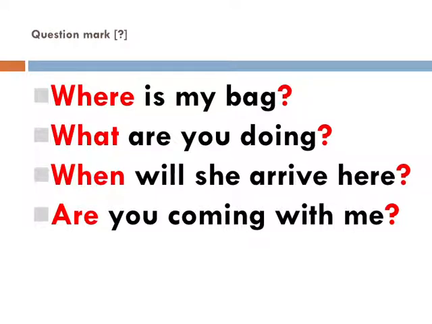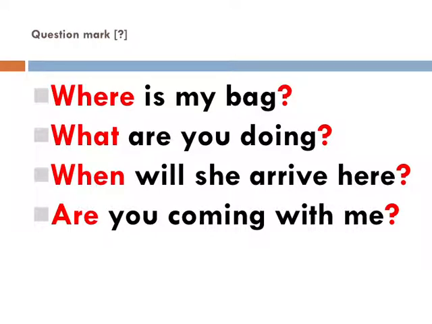Okay, now for example, where is my bag? See, where indicates that it is something like an asking thing. Okay, an asking word. So where is my bag? It is a question, so we added a question mark. Similarly, what are you doing? When will she arrive here? Are you coming with me?